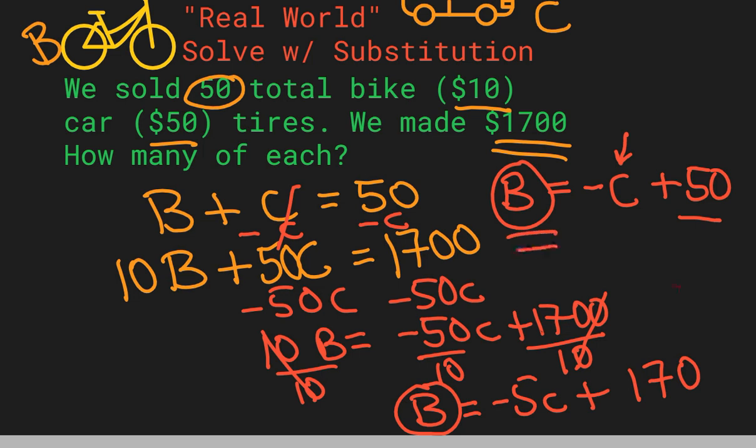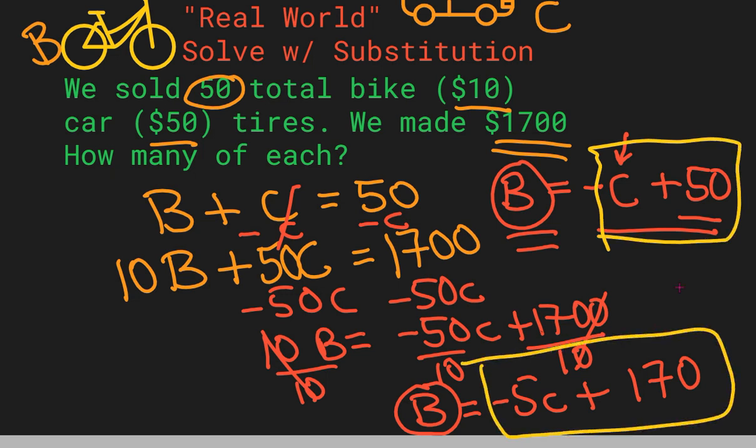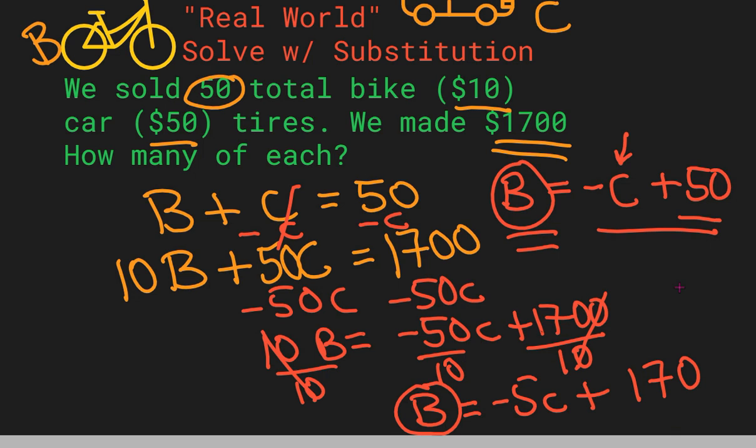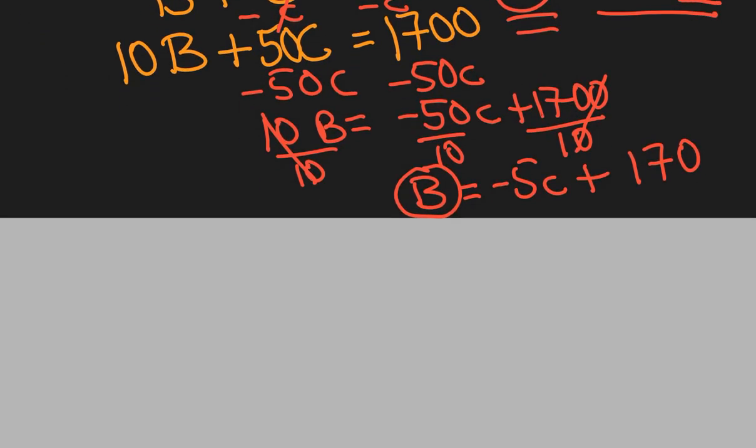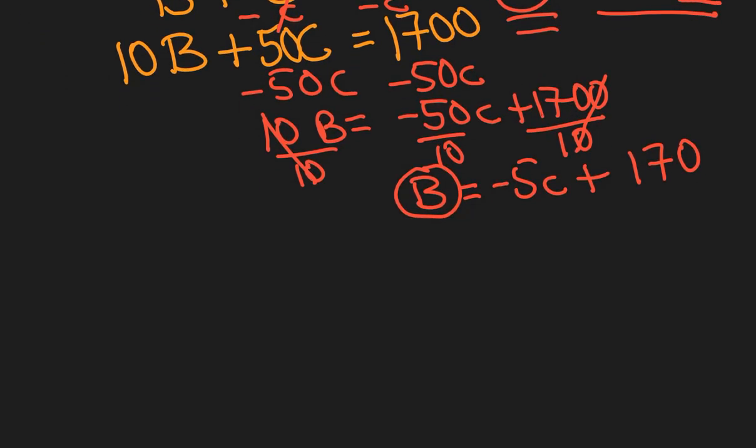Do you see what I just did? I solved both of these for b. So this one says b equals this. And this one says b equals this. Well, if they both equal b, then guess what? Some fancy math rule says they equal each other. So I'm going to go ahead and set them equal to each other.